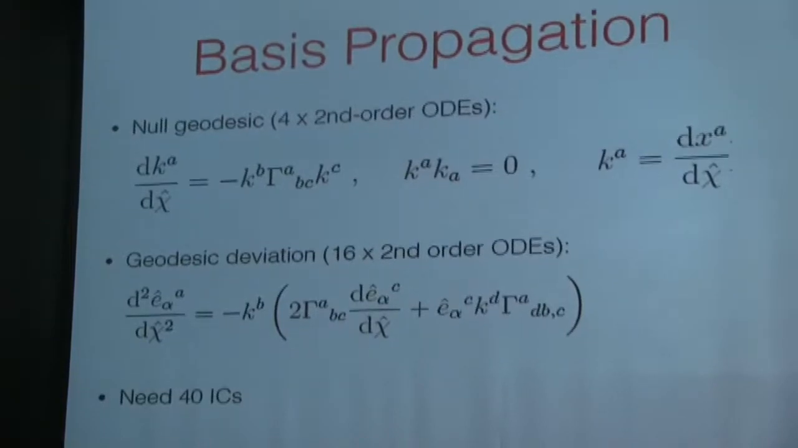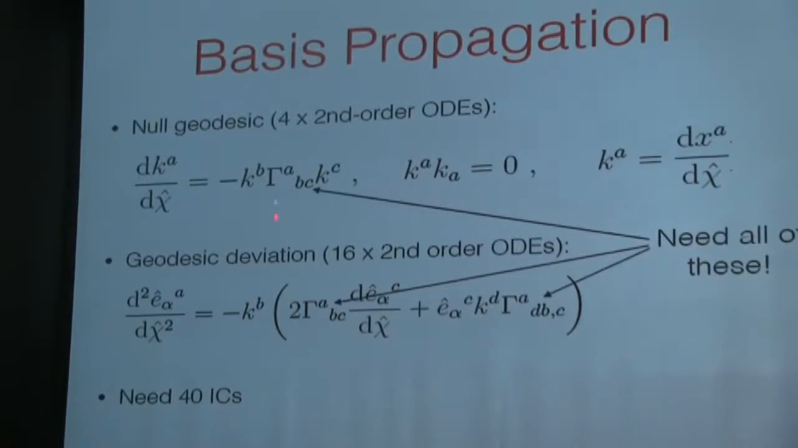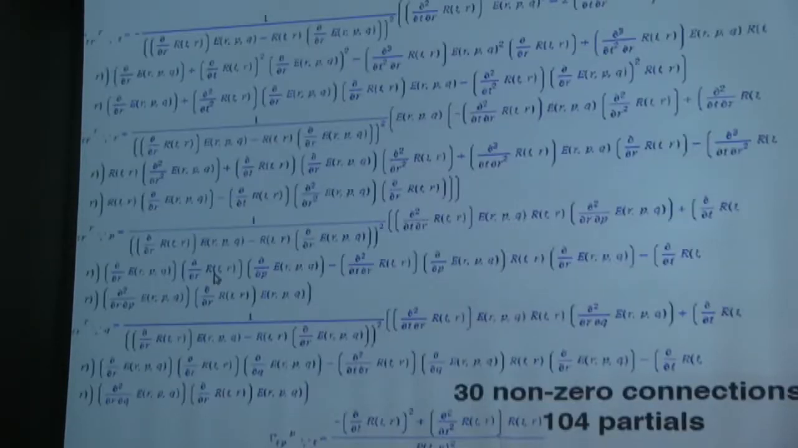So in total we need 40 initial conditions for all this. And in addition to that, we need these guys, the Christoffel symbols and their partial derivatives. And if you saw the metric earlier, you'll know that this is going to be a really big mess.